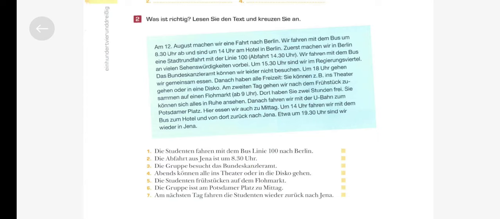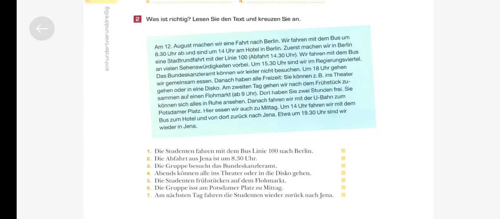Departure 2:30. Next is, wir fahren mit dem Bus an vielen Sehenswürdigkeiten vorbei. We drive past many sites by bus. Okay, next is, 4:30 sind wir im Regierungsviertel. So they are saying at 3:30 we are in the government district. Das Bundeskanzleramt können wir leider nicht besuchen. They are saying unfortunately we cannot visit the Federal Chancellery.